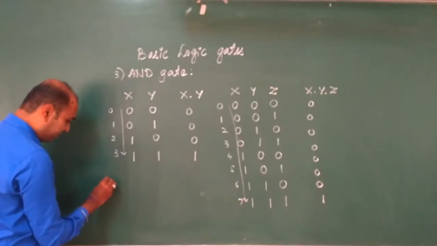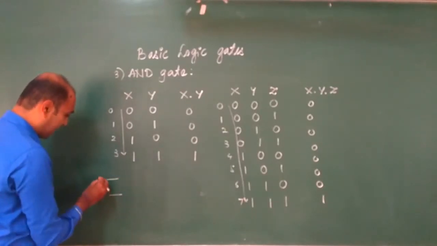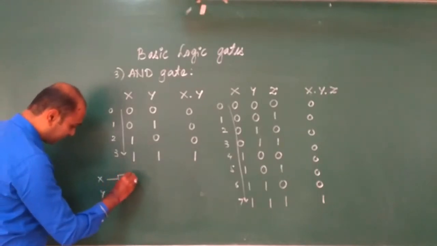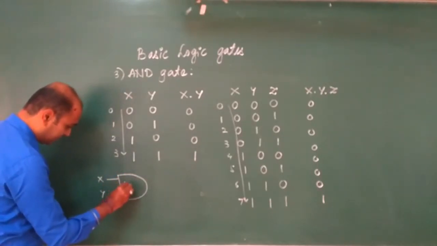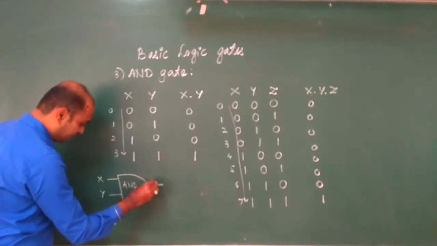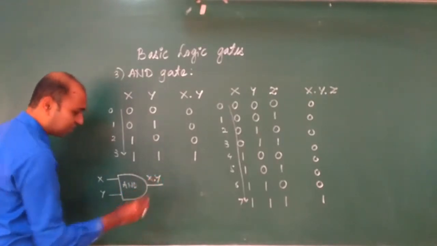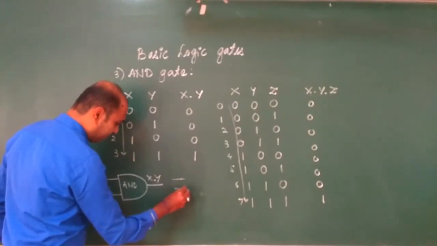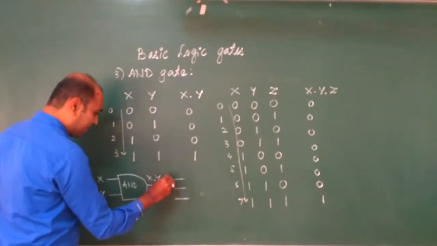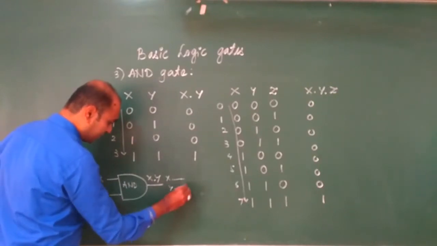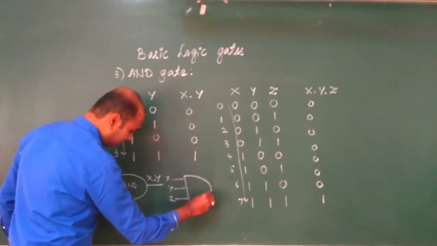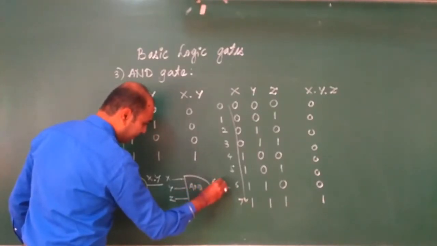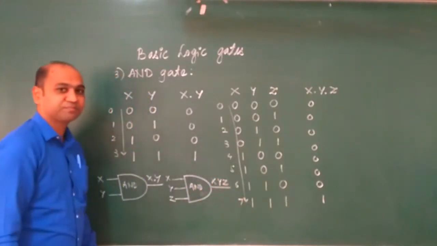Next, how do you represent AND gate? So here, if it is two variable AND gate x and y, here we are going to represent AND gate something like this, and here we are going to write and the result of this gives me x dot y. Similarly, if we have three variable AND gate, then we are going to write x, y, z something like this. So it is AND gate. So here we write x, y, z.